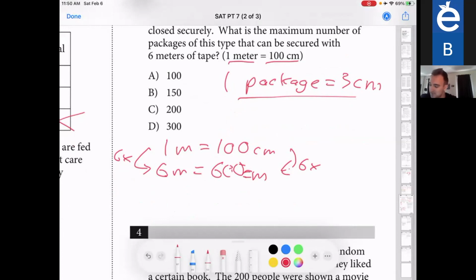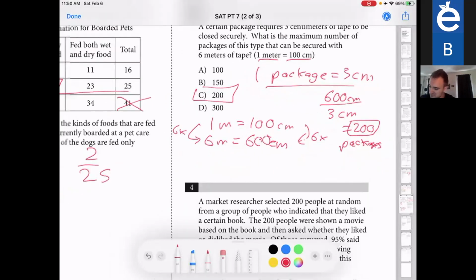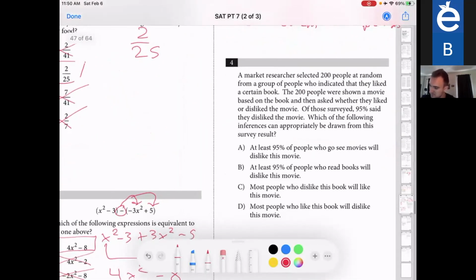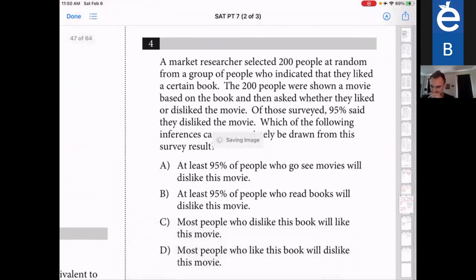Well, if 600 centimeters is like my store, right? It's like my stock amount of tape. Each package requires 3 centimeters. 600 divided by 3 gives me 200, so I can do 200 packages. Answer is C. Yeah, let's look at number 4 here. Got about 10 minutes left on the home stretch here.